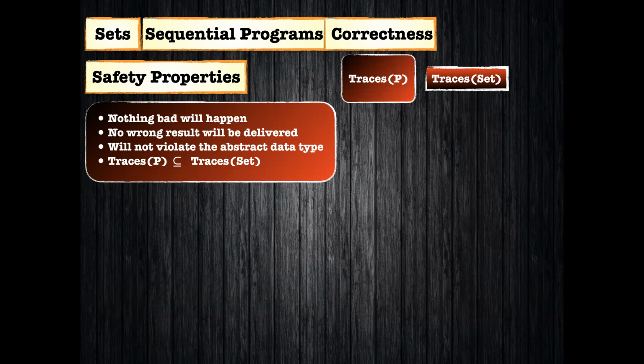Okay, so now having defined these things, we can reason about safety properties and liveness properties. In this simple case, we just check as a safety property that the set of traces of the program are all included in the set of traces of a set. So we know what traces of P means, we know what traces of set means, and then we just check inclusion. And this will be my safety property.